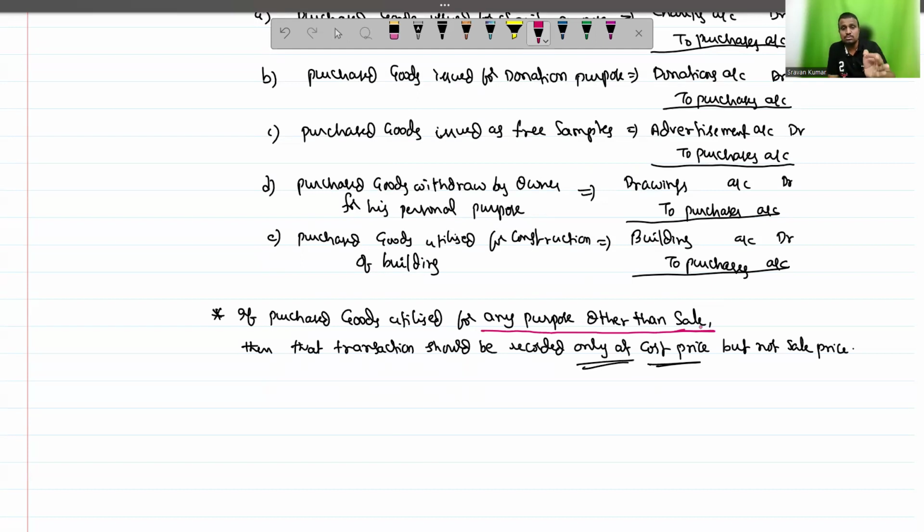And if any goods are utilized for any purpose other than sale, like charity, donation, advertisement, free samples, or withdrawn by owner for his personal purpose, or issued to the employees, or for construction of any fixed asset, etc., we have to use the word purpose. Nothing but charity account debited to purchases, or advertisement account debited to purchases, or drawings account debited to purchases, etc. But remember, all these transactions should be recorded only at cost price, when the purchased goods are utilized for any purpose other than sale.